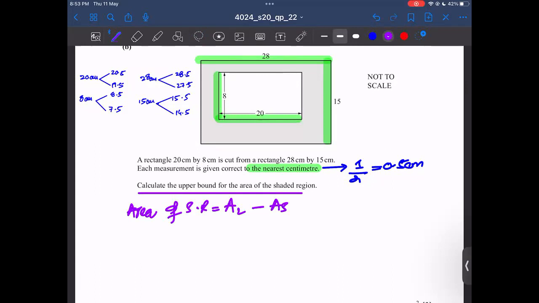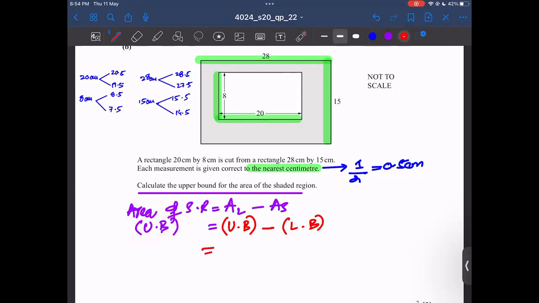Since we need the upper bound of the area of the shaded region, and it is being calculated with the help of the area of the large rectangle minus the area of the small rectangle, I'm going to have the upper bound of the first area and the lower bound of the second area. Since they are subtracting, when you need the upper bound of the final value, and the final value is calculated with the help of subtraction, you need to make sure that the first value should be the upper bound and the second value should be the lower bound to calculate the upper bound of the final value.